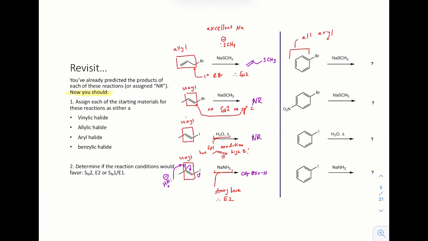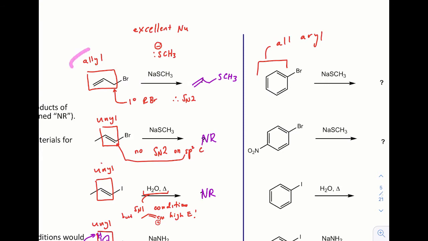After our good discussion, I've made my revisions, and here they are. The first substrate is an allyl bromide, right? Allyl is a double bond and then a CH2 bonded to something, in this case bromide. With an excellent nucleophile, such as a thiolate, we predict an SN2, and in fact I predict this product from an SN2 reaction. This is an excellent SN2.